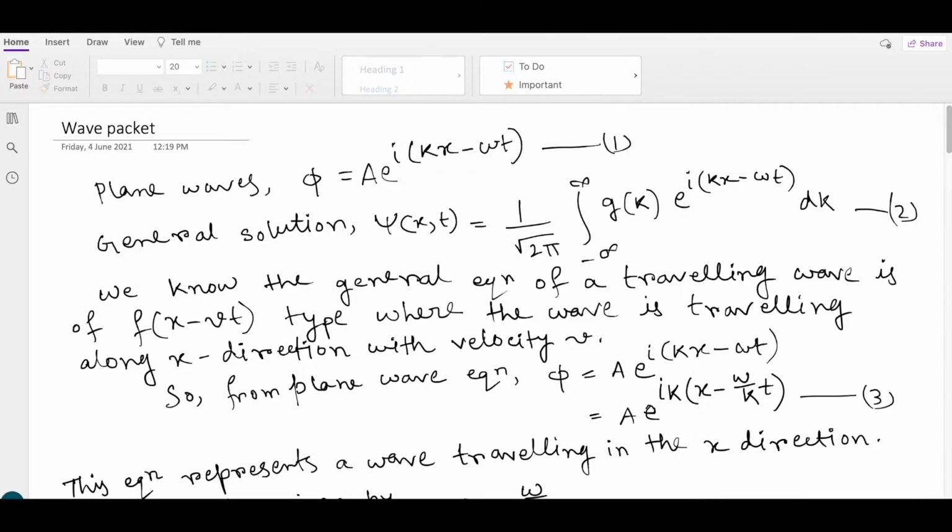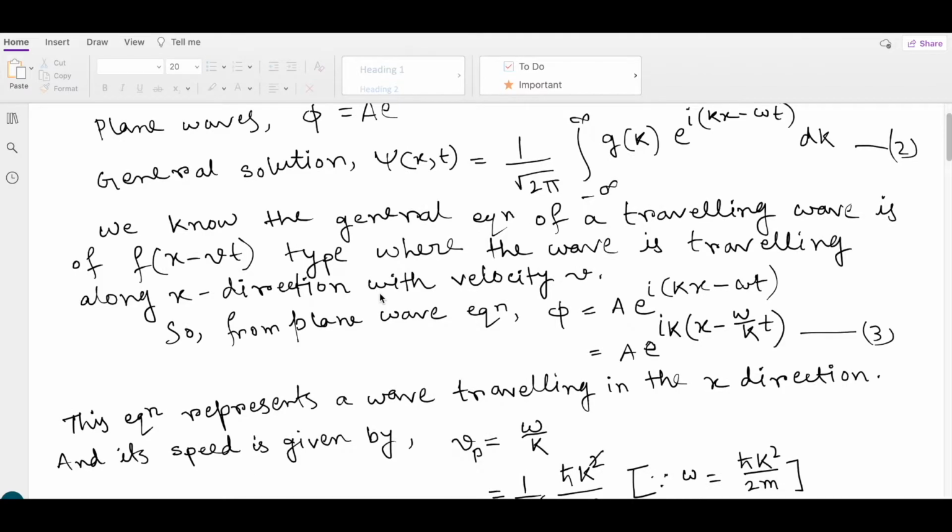Today we will be discussing wave packets. In the previous lecture we discussed the wave function of a free particle, and we have seen that the wave function is given by this equation 2, which is just a linear combination of plane waves. We know the equation of a plane wave is given by phi equals A e to the power i(kx minus omega t).